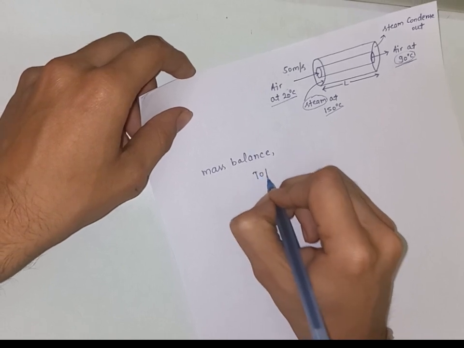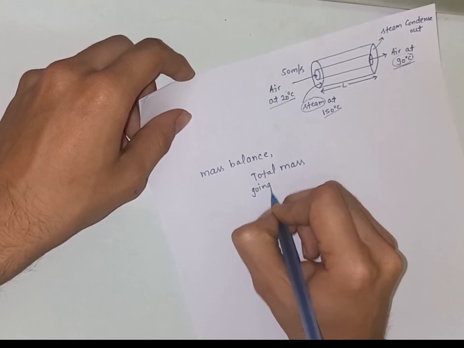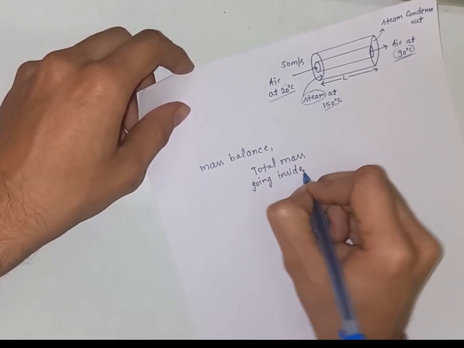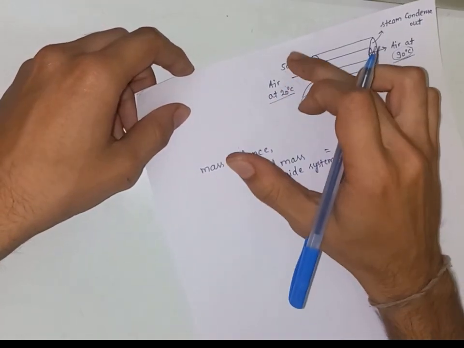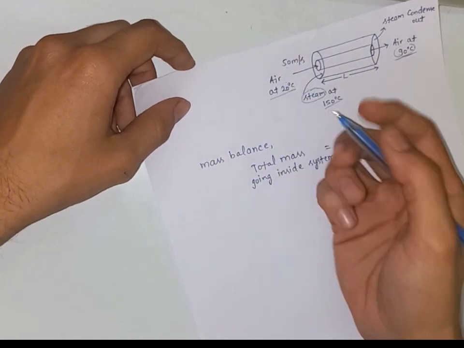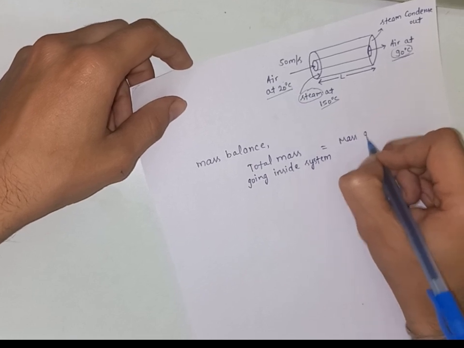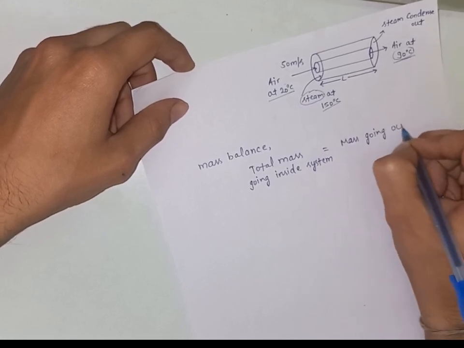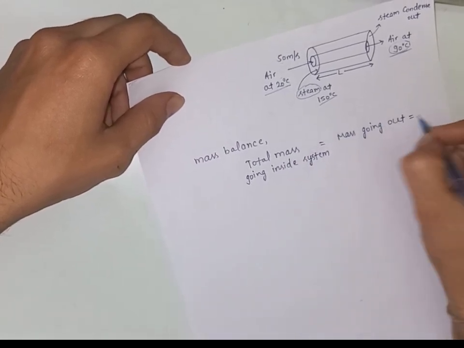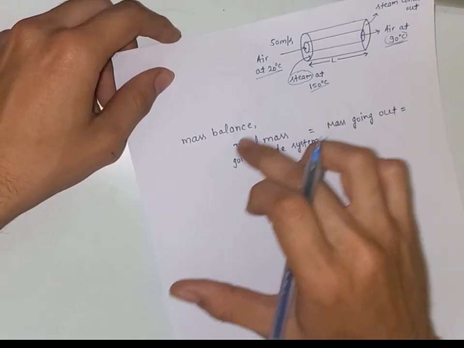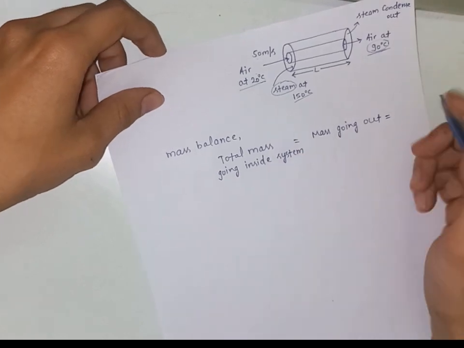So the total mass going inside the system is equal to the total mass leaving the system. We are basically talking about the air only, so this is the mass balance on the air. The total mass going in and the mass going out are one and the same thing, and both are equal, and we know there is no addition or subtraction of mass. Whatever mass comes from one side leaves from the other side, so the magnitude and direction are both the same.